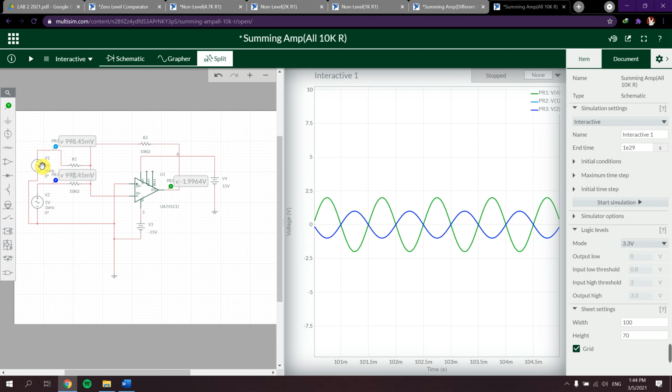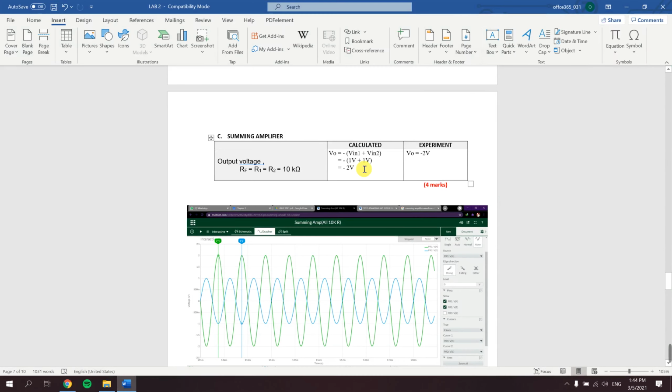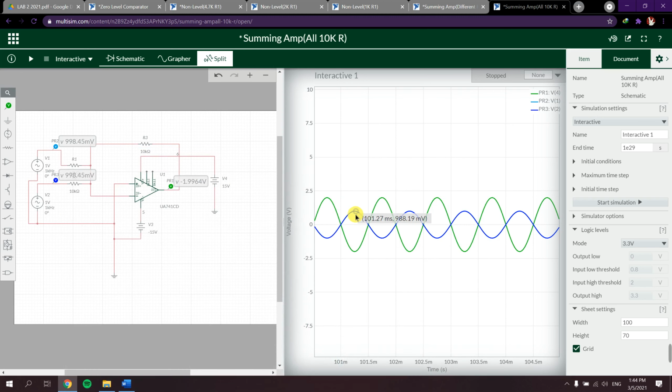So since we inserted 1 volt, the output should be negative 2 volts, because it's inverting, like I said. So if we follow the calculation, as you can see, 1 volt of input will become negative 2 volts of output. So that's how a summing amplifier works for unity gain.